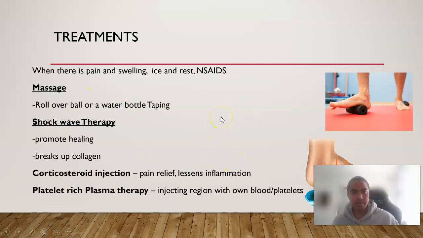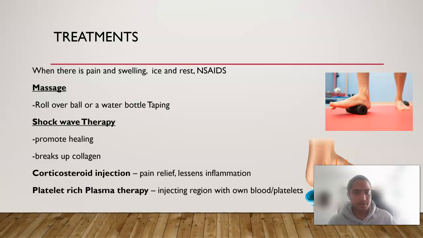So when you feel that sharp pain at first, ice and rest is recommended. If it's really bad, anti-inflammatories to help relieve some of that pain and swelling. And massaging would be good to try to loosen up the tight structure and just cause some relief.